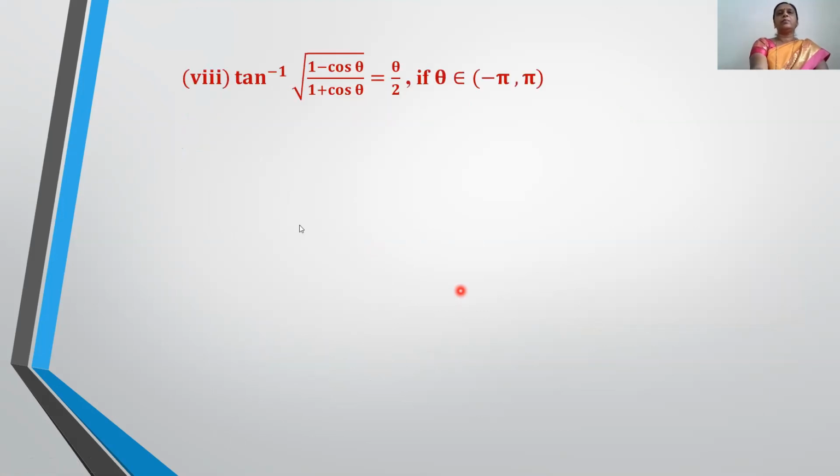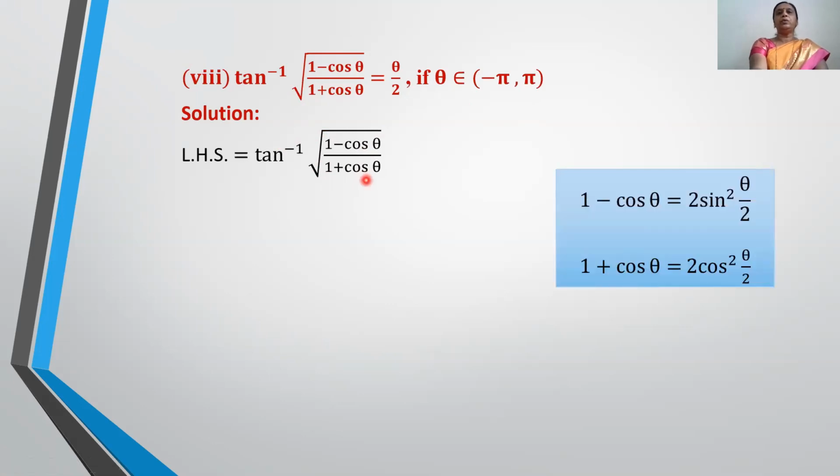See the next example. Prove that tan inverse in the square root 1 minus cos theta divided by 1 plus cos theta is equal to theta by 2 if theta belongs to the interval minus pi to pi, which is open interval. Then again take the left hand side, that is equal to tan inverse in the under root 1 minus cos theta divided by 1 plus cos theta.